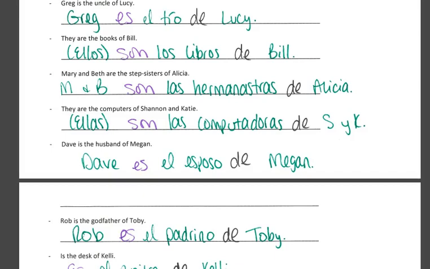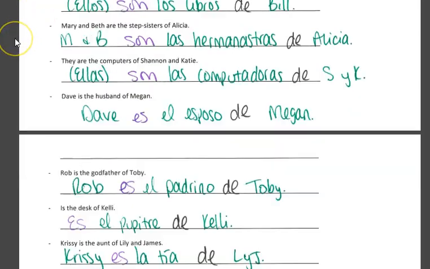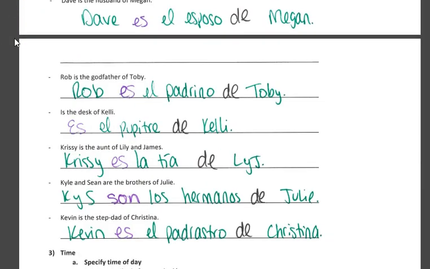Dave is the husband of Megan. Dave es el esposo de Megan. Rob is the godfather of Toby. Rob es el padrino de Toby. It is the desk of Kelly. Es el pupitre de Kelly.